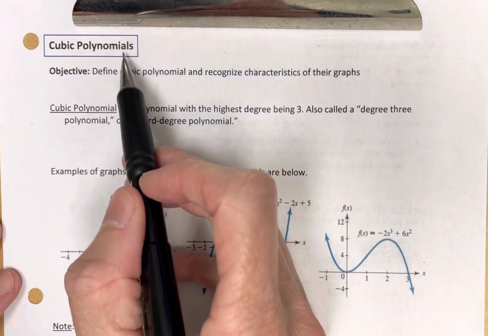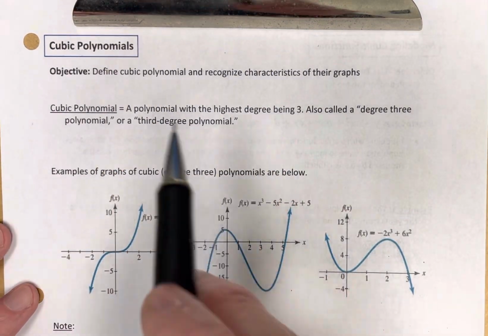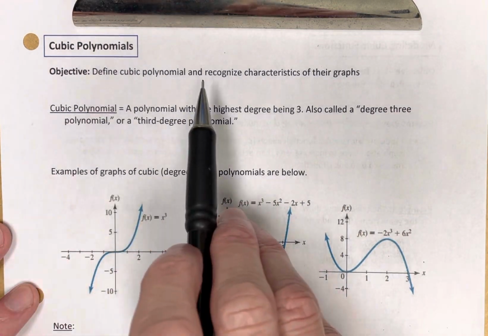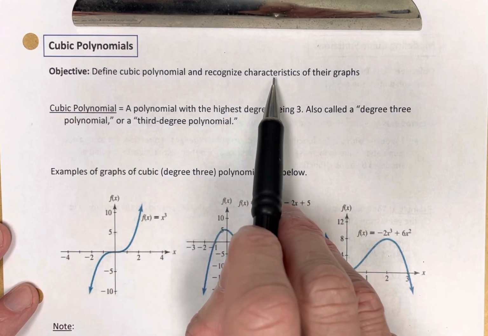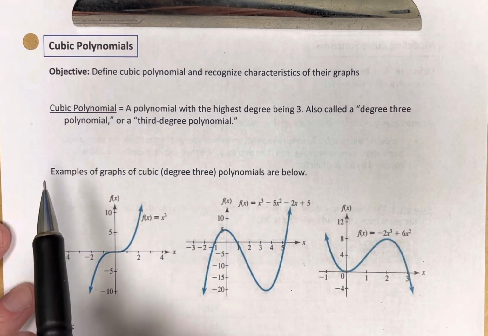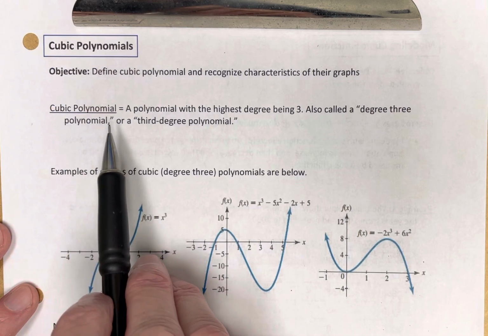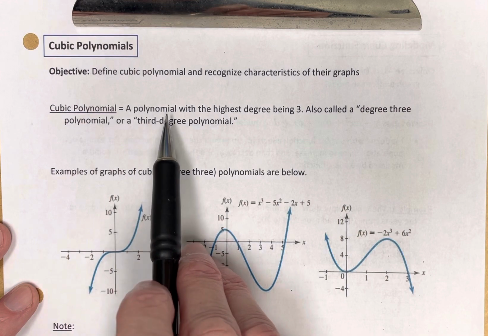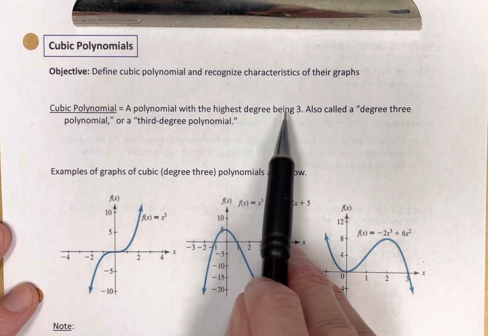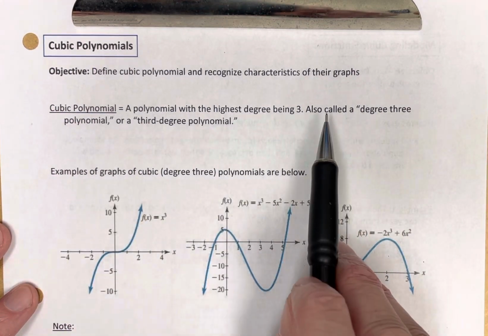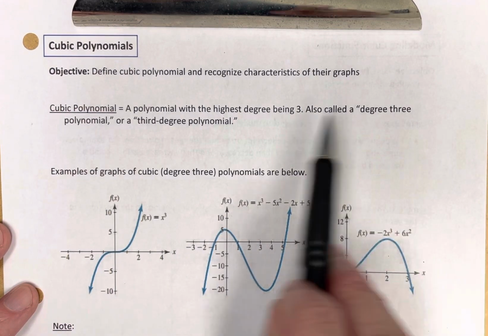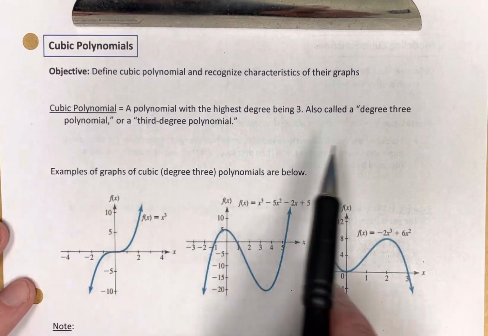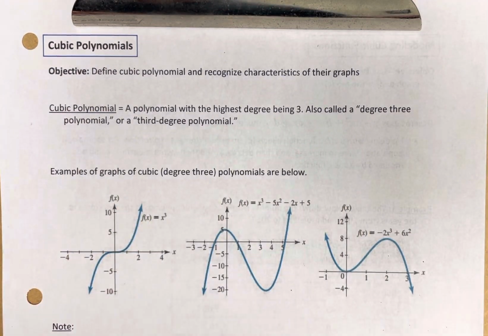Cubic polynomials. Our objective: we want to define cubic polynomials, and we want to recognize the characteristics of their graphs. So first, let's give a definition. What is a cubic polynomial? It is a polynomial with the highest degree being 3. They are also called degree 3 polynomials or third degree polynomials. You'll see all of those terms used interchangeably.